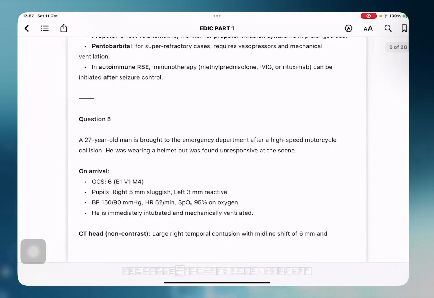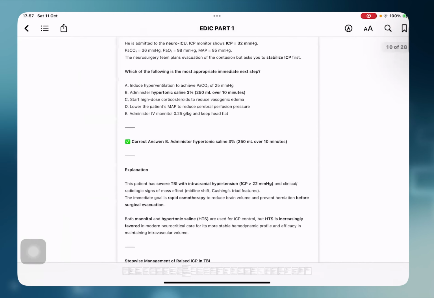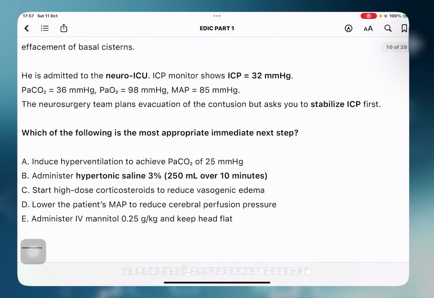He is immediately intubated and mechanically ventilated. CT head is done, which shows a large right temporal contusion with a midline shift of 6 mm and effacement of basal cisterns. So he is admitted to the neuro ICU. ICP monitoring is done, which shows an ICP of 32.